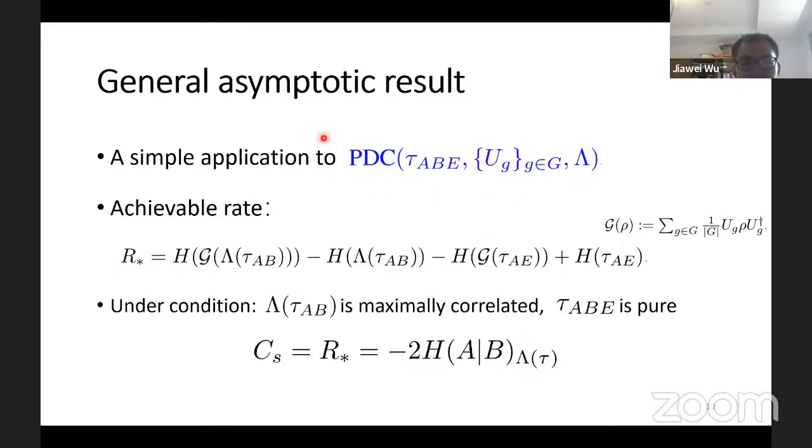First of all, we have the asymptotic result for our setting. This is a simple application of the above achievable formula. However, if we have this special condition, that is, this state is maximally correlated and the pre-shared state is pure, then this achievable rate becomes the capacity because it is a degraded channel.